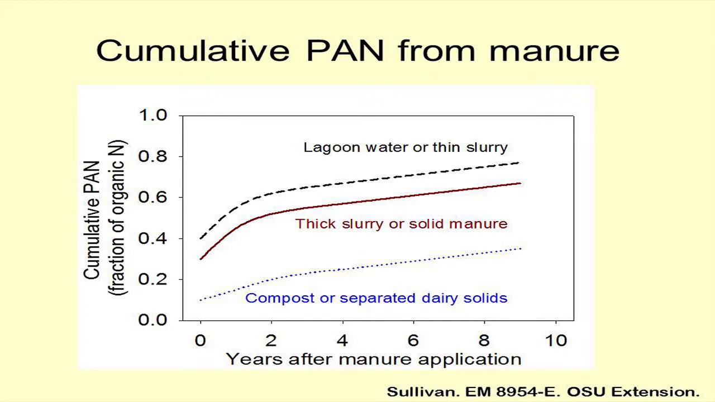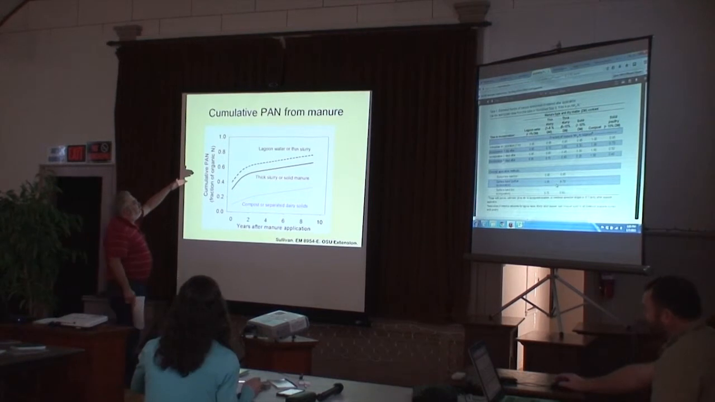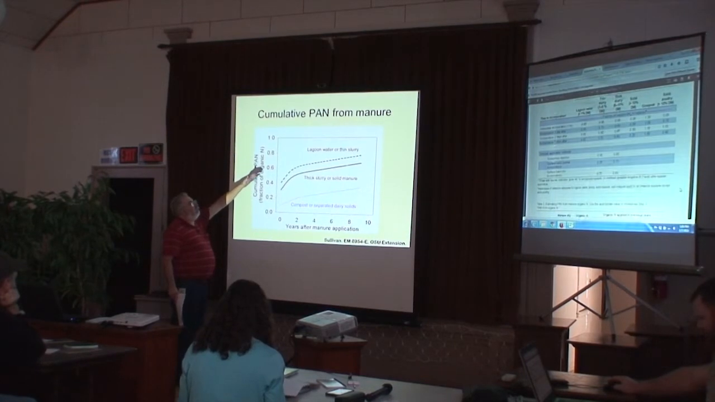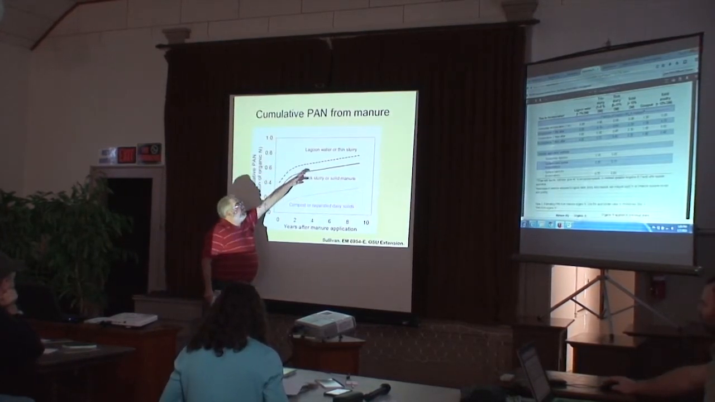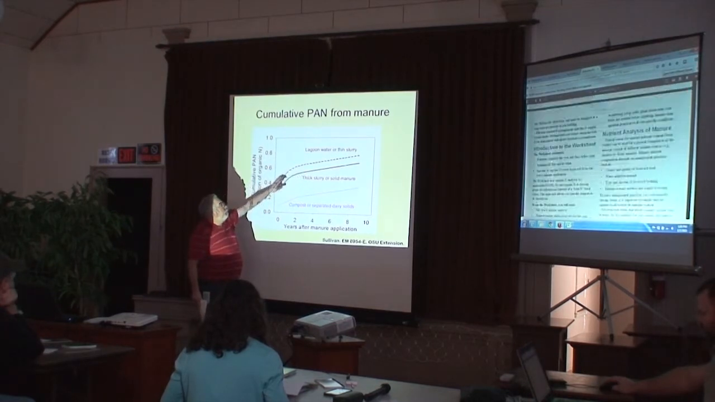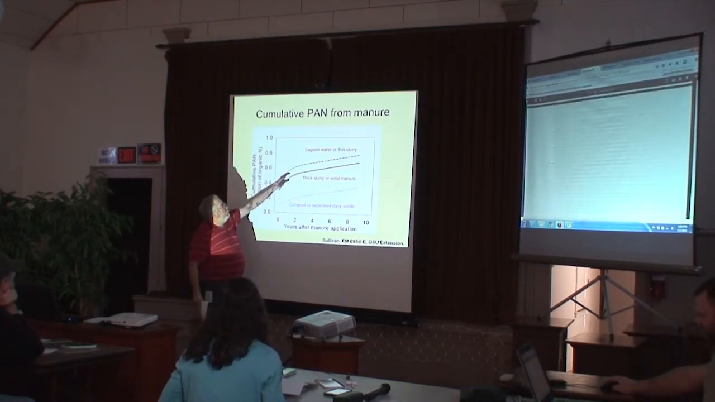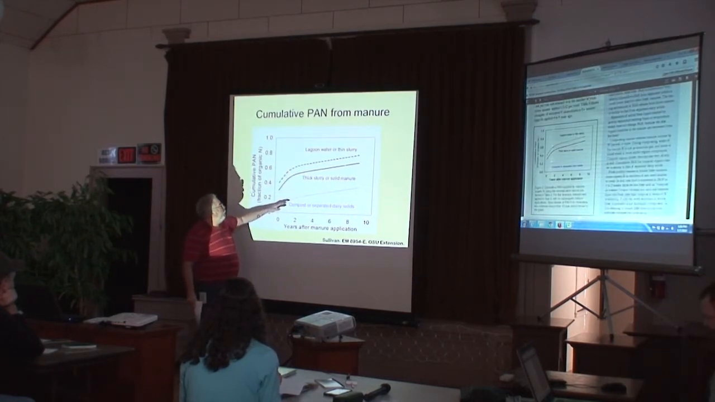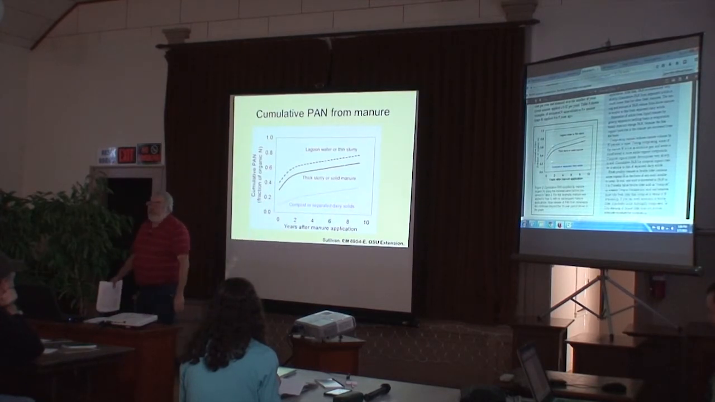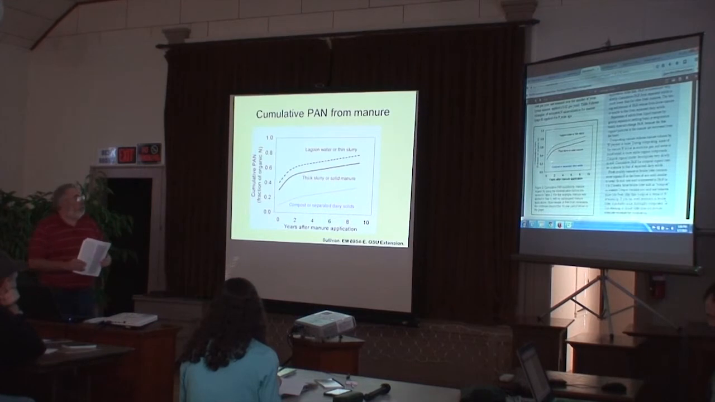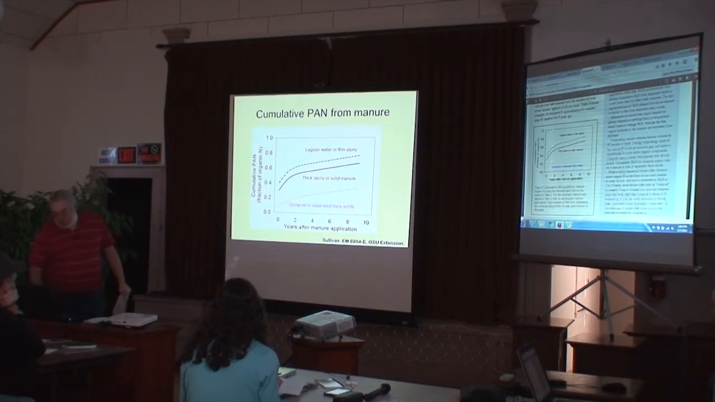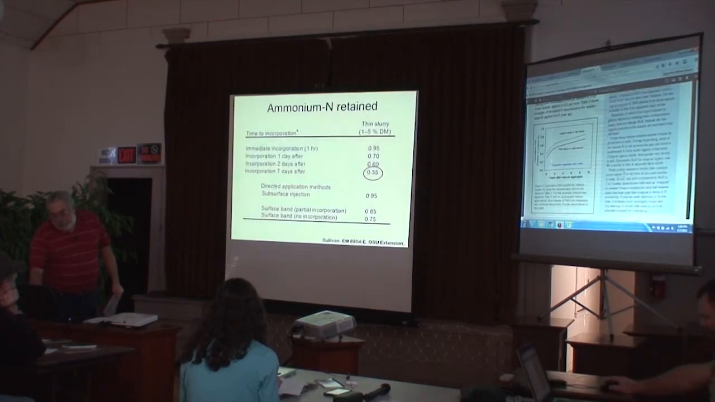This slide I think is important because this shows you the relative availability of plant available N from different materials. So this is lagoon water, which is a thin slurry. You capture a fair amount of it. Thick slurry, a little less capture of it. And then finally with compost, you have your least amount of the nitrogen retained from the manure. And this is typical, so if you're going to have a thin slurry, you're going to be able to get more N and retain more N from it rather than from the solid manure. Okay.